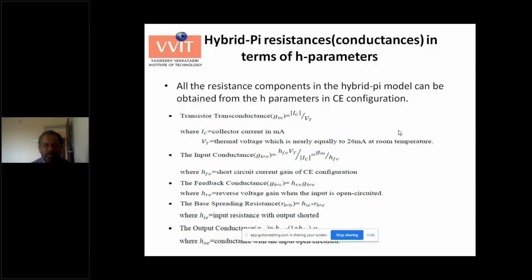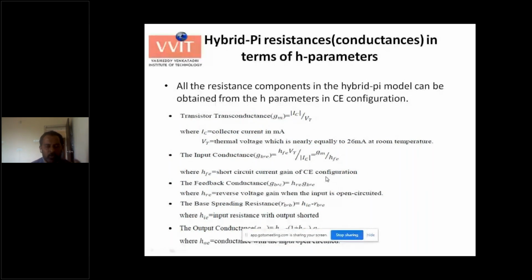Low frequency H parameters, we have HI, HR, HF, HO. Since we are doing this for common emitter, HFE, HRE, HIE, HOE. So you can find the relation with GM, the transconductance. You can express this GM in terms of H parameters, and also GB'E or RB'E, RB'C, and RBB', the base spreading resistance.